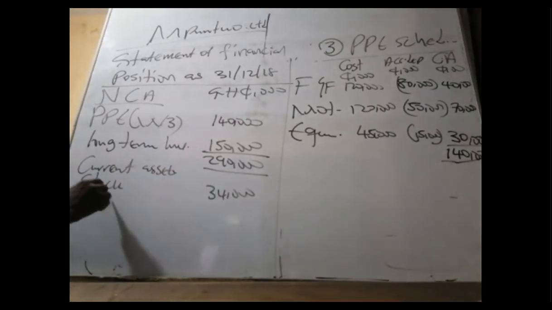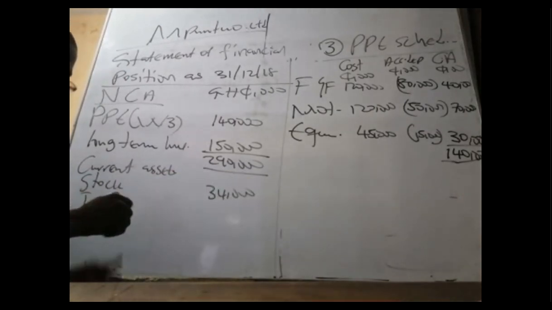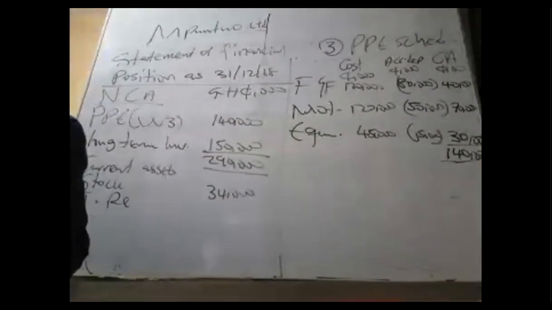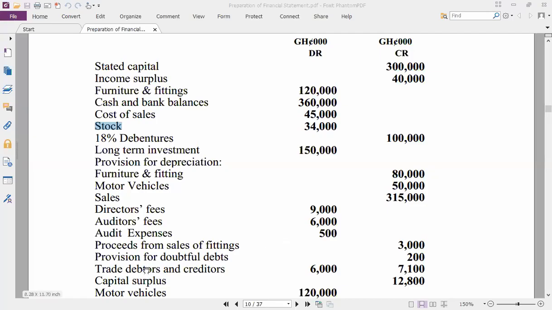Go to trade receivable or trade debtors. I already mentioned it. That's trade debtors. Debtors is a local name, receivable is the international name. Good. So the first one is for trade debtors, second one is for trade creditors. So trade debtors is 6,000.